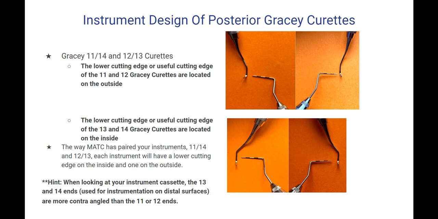The way MATC has paired your instruments, 11-14 and 12-13, each instrument will have a lower cutting edge on the inside and one on the outside. A hint: when looking at your instrument cassette, the 13 and 14 ends, used for instrumentation on distal surfaces, are more contra-angled or angled than the 11 or 12 ends. You can also see that in the photos off to the right.